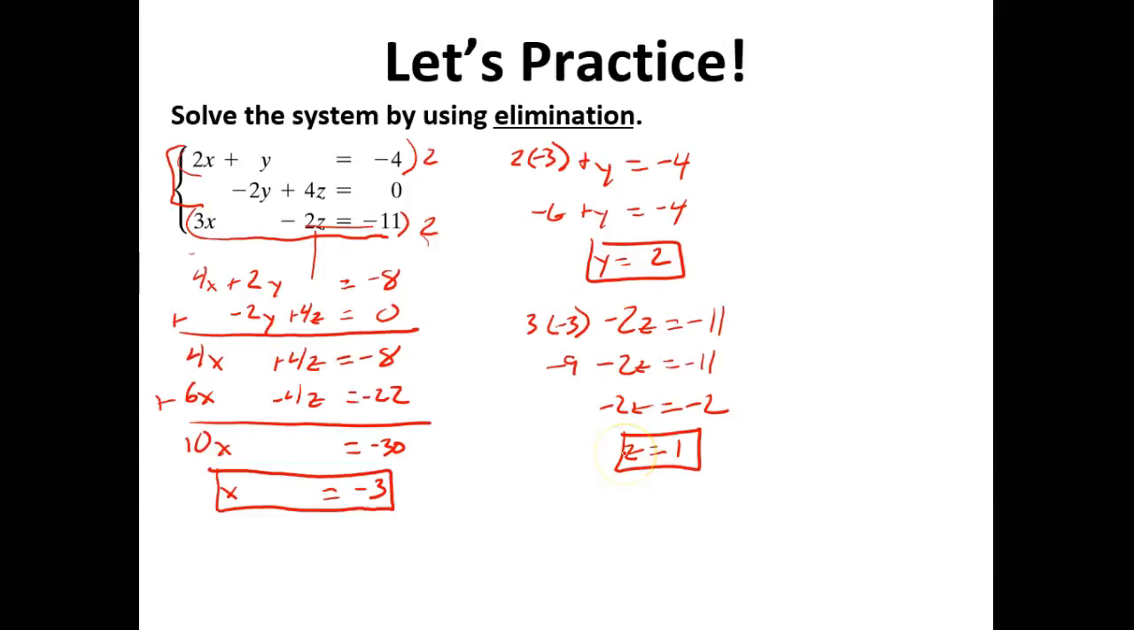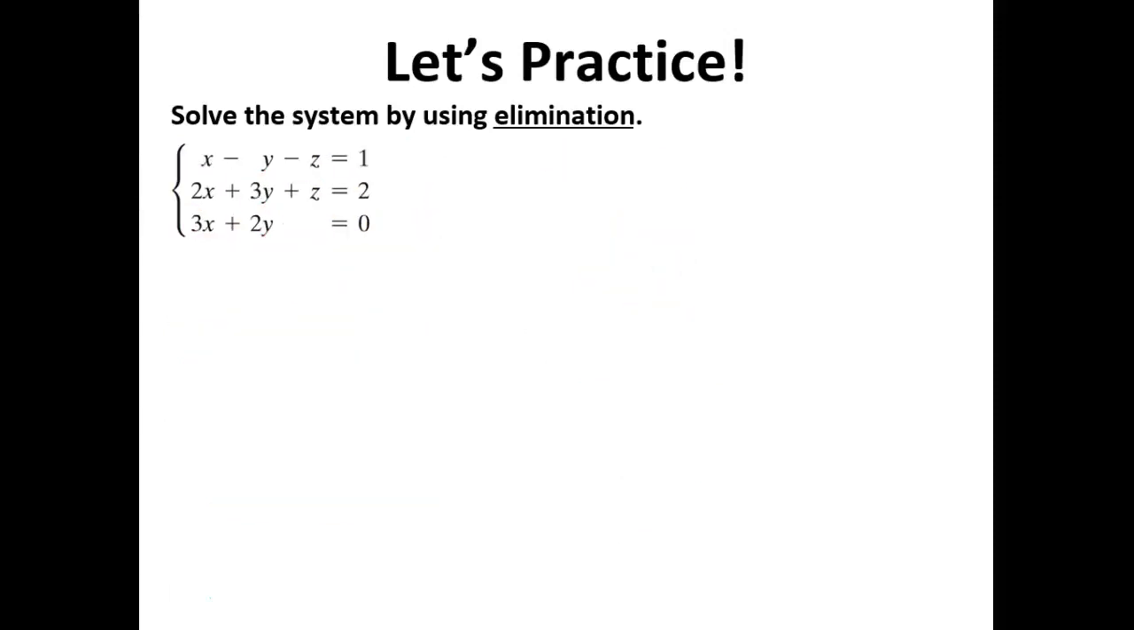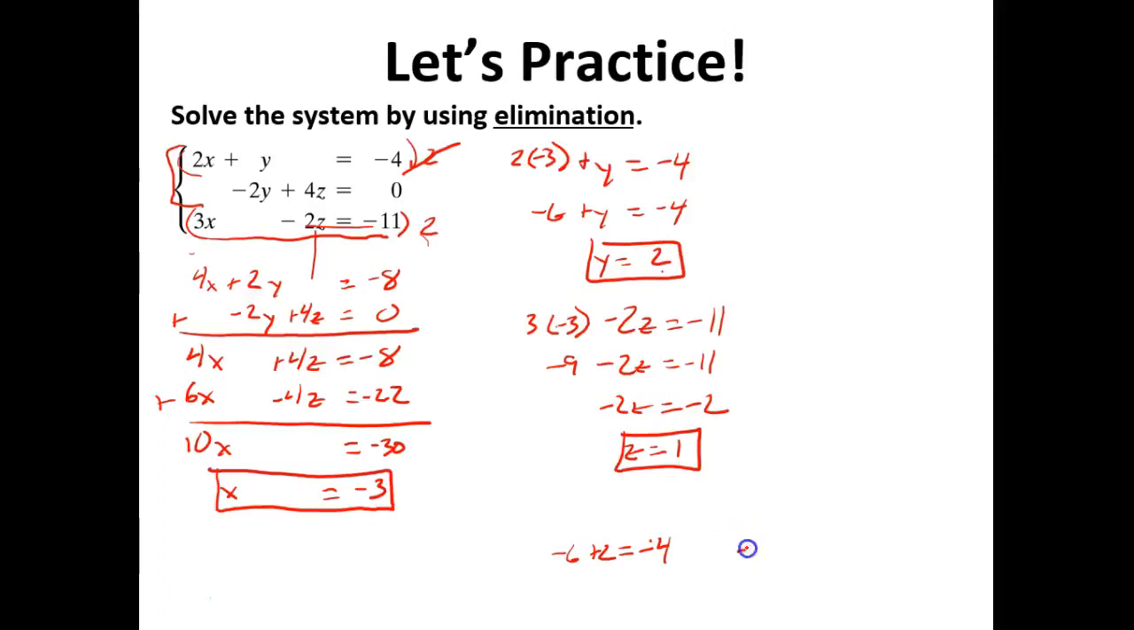Are those the actual answers? When I check this in the original equation, 2 times negative 3 is negative 6 plus a y of 2. That comes out to be negative 4. That's what I needed. Check the second one. Negative 2 times y, negative 2 times 2, is negative 4. So I'm going to get negative 4 plus 4 times z, plus 4 times 1, which is 4. That is equal to 0. So the second one checks out.